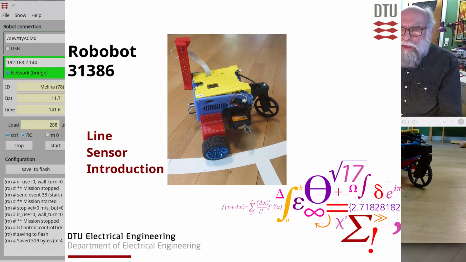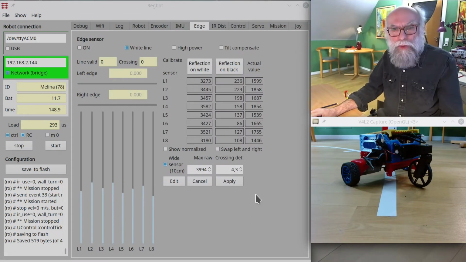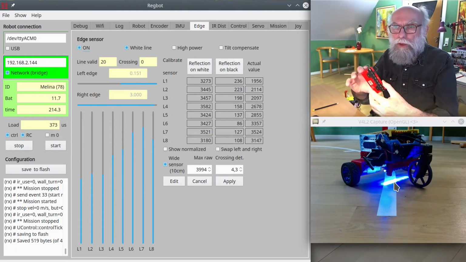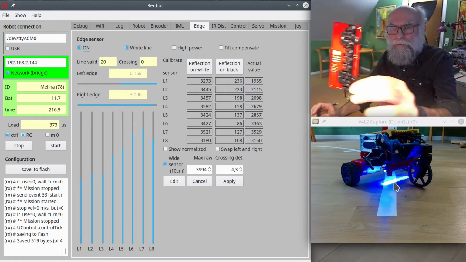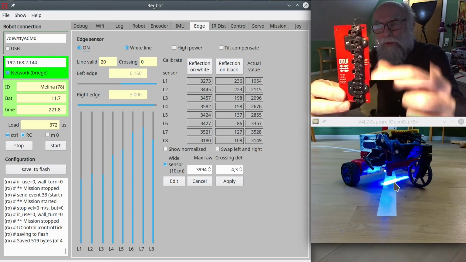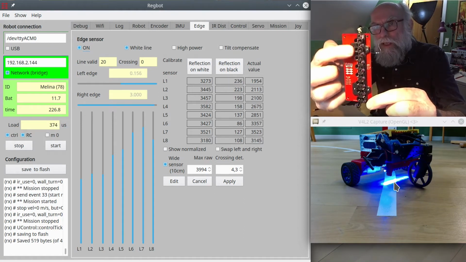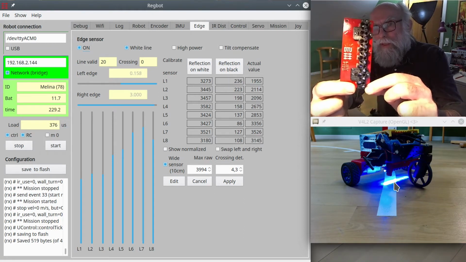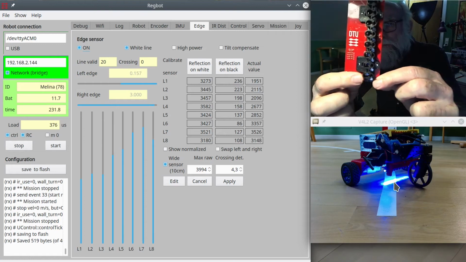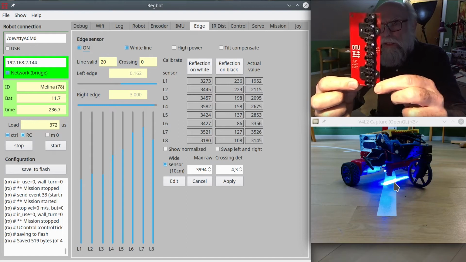The line sensor is one of the more complicated sensors that we have on board, so it requires a little bit of attention. I can show you how the line sensor looks. It looks like this. It has a number of LEDs on this side, and on the other side there's a number of sensors covered a bit in plastic. But you can see it reflects a little bit, and they are fairly sensitive.